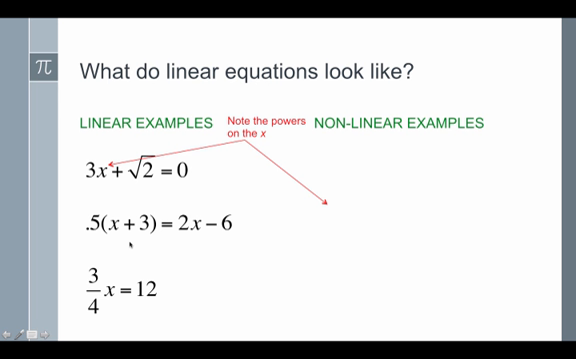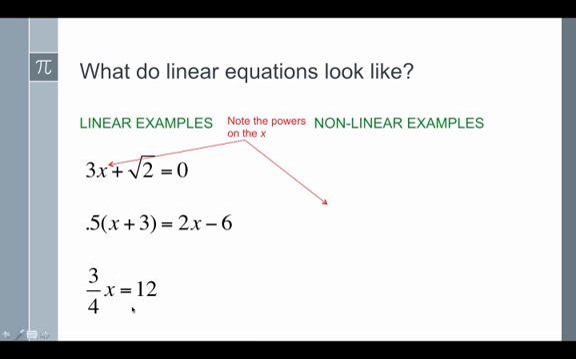Let's look at this second one here in the middle. Again, if we were to distribute this 0.5 into the parentheses, we notice that we have x to the first power, and over here on the right side, we also have x to the first power. And so, since x is only to the first power, it is indeed a linear example.